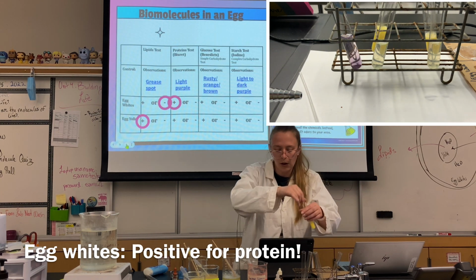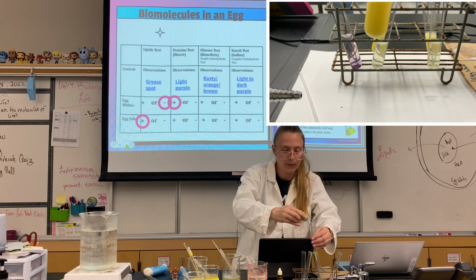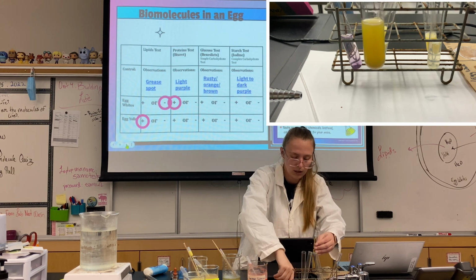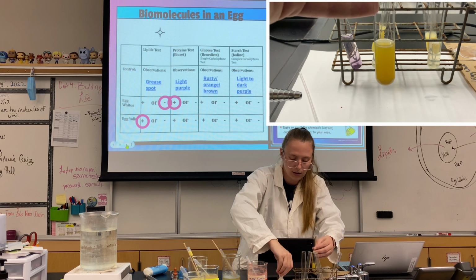Let's see if our egg yolks have protein. Let's put some of our biuret solution in there. 1, 2, 3, 4, 5, 6, 7, 8, 9, 10. And that's 10 drops. Put the cap back on.